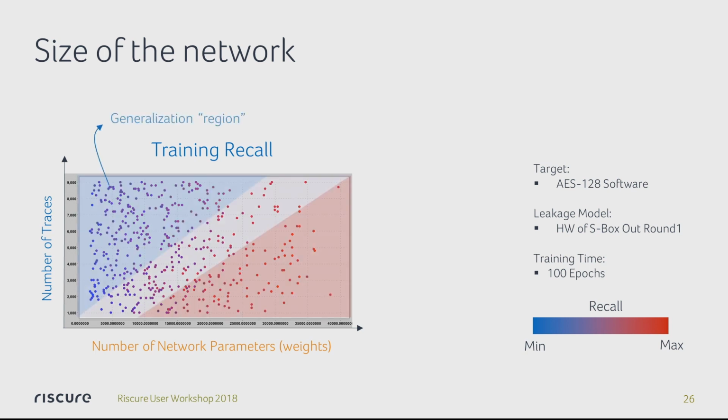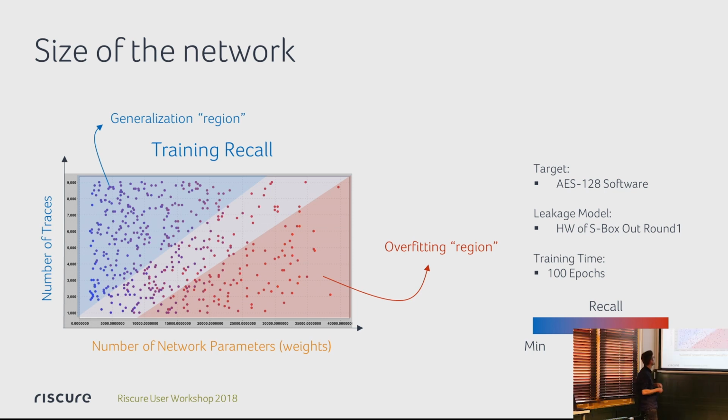And you can identify different regions here in this experiment. A region that I call generalization, a region that I call overfitting. So what the red region tells us is that if the network is too big for the amount of traces I have, it will only overfit. It will never actually generalize. So the training accuracy will be too high, and it doesn't mean that the network is good enough for different data. It just means that it's overfitting.